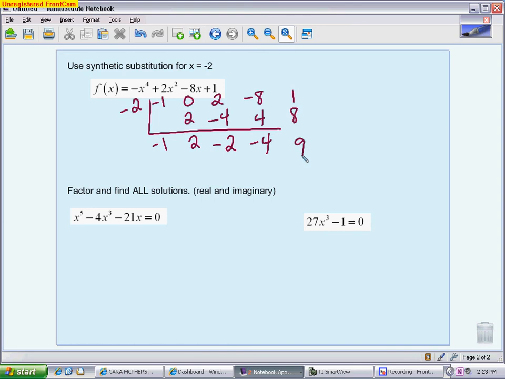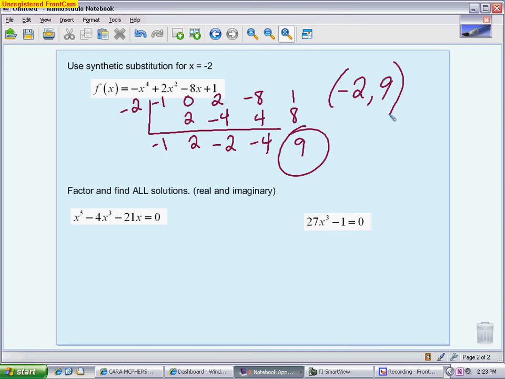When you do synthetic substitution, unlike synthetic division, the only thing that's important here is this last number. This is the value you get when you plug negative 2 in directly. So you can write your answers a couple ways. You can say when you put negative 2 in, you get 9 out. That's the point that's associated with it. You can also just say that y equals 9, meaning when I plug negative 2 in, I get an answer, a function value of 9.